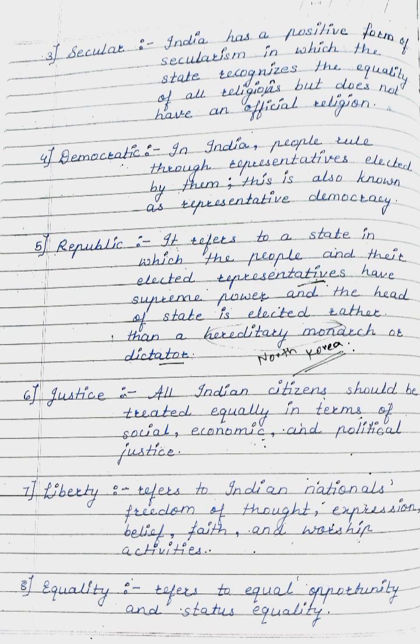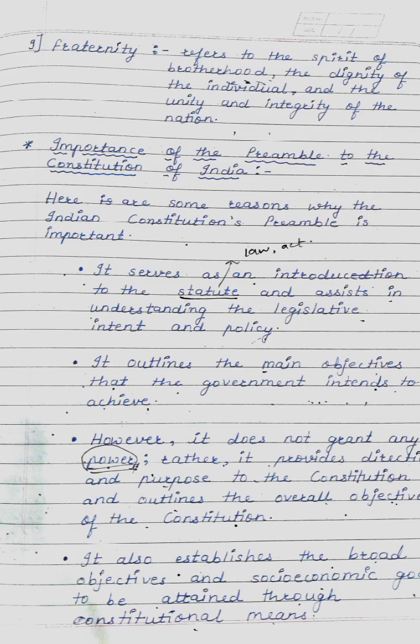Next is justice. All Indian citizens should be treated equally in terms of social, economic, and political justice. Liberty refers to Indian nationals' freedom of thought, expression, belief, faith, and worship activities. Next is equality, which refers to the equal opportunity and status equality. Next, fraternity, that refers to the spirit of brotherhood, the dignity of the individual, and the unity and integrity of the nation.